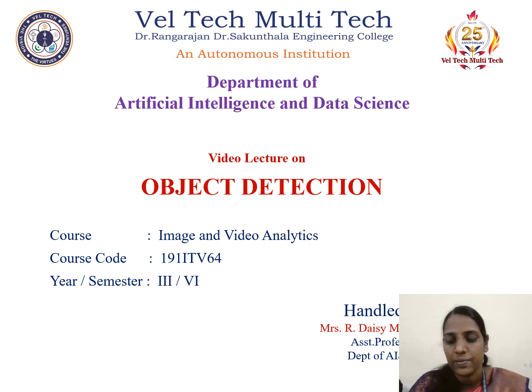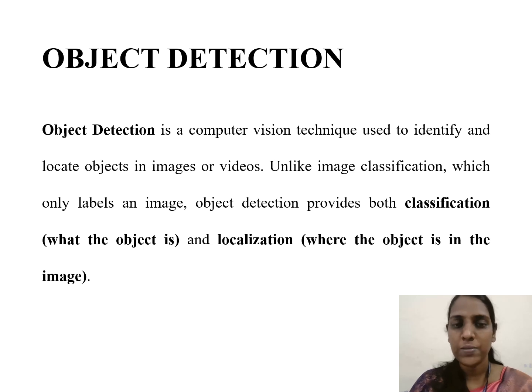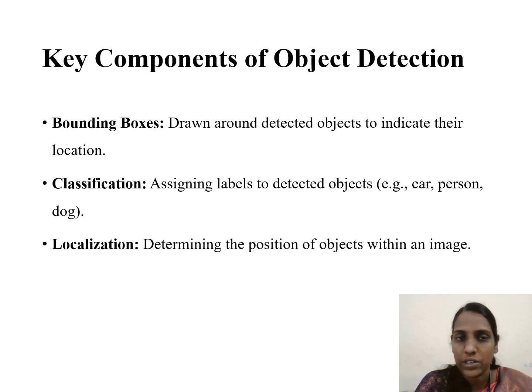Today we are going to see a video lecture on object detection in the subject Computer Vision. First we see the overview. Object detection is a computer vision technique we use to identify where the object is located in images or videos. Unlike image classification, where we only label the images, in object detection we identify both where the object is located in the image, which is localization, as well as the classification. This is the overall view of object detection.